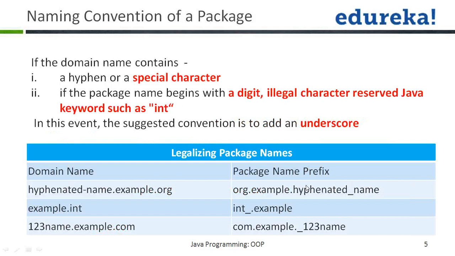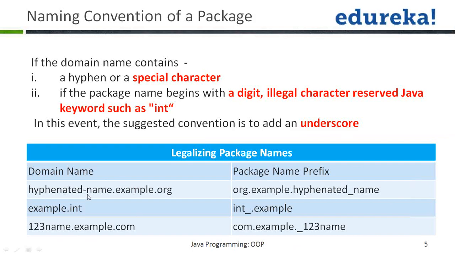Moving on, the naming convention of package. I told you that they just reverse the domain names, like if it is google.com, it will be com.google, and then the package name, whatever they want to add after that. But sometimes your domain names can contain a hyphen or a special character like a star. If the package name begins with a digit, an illegal character, or a reserved Java keyword such as int, the suggested convention is to add an underscore.